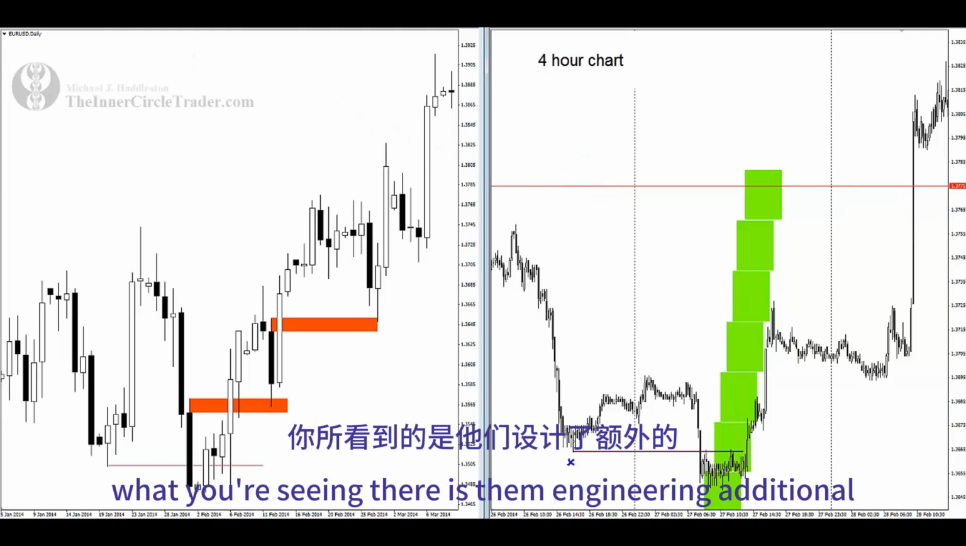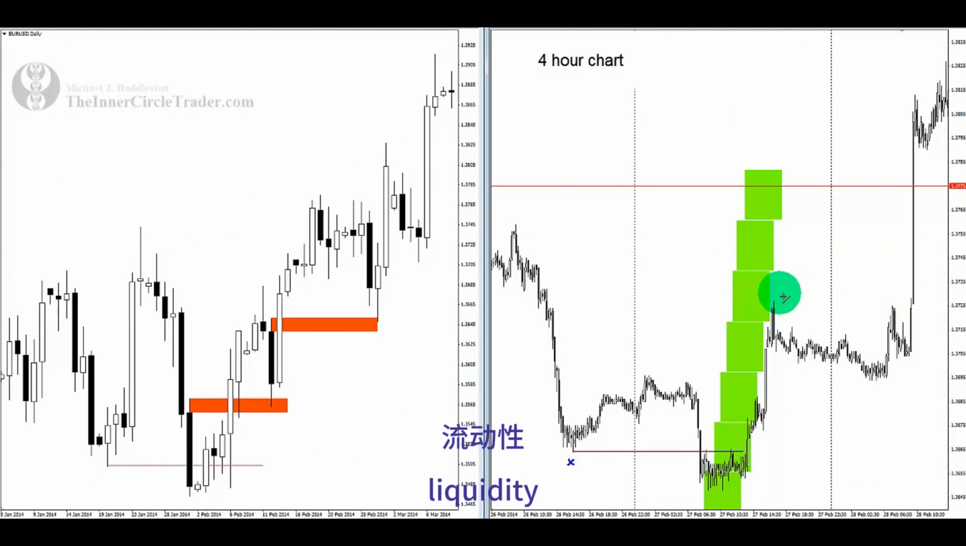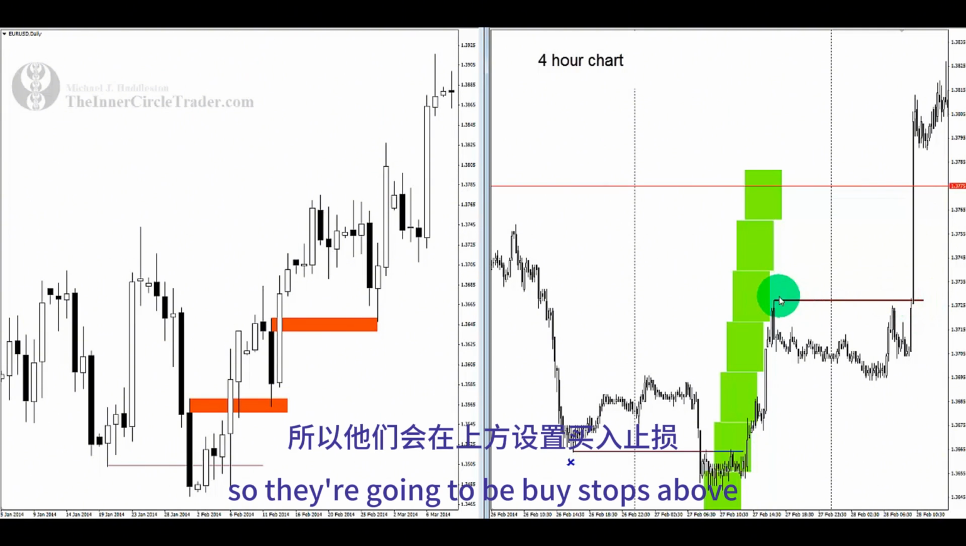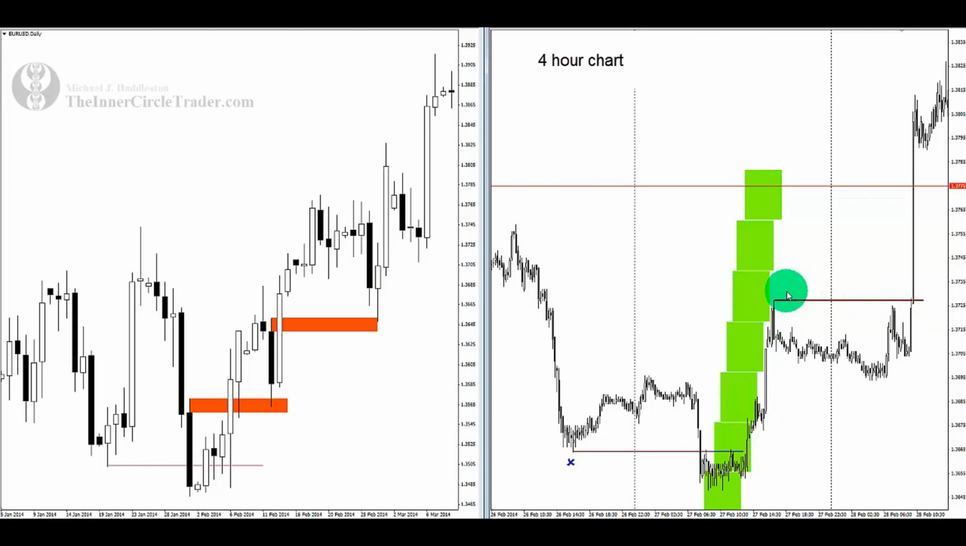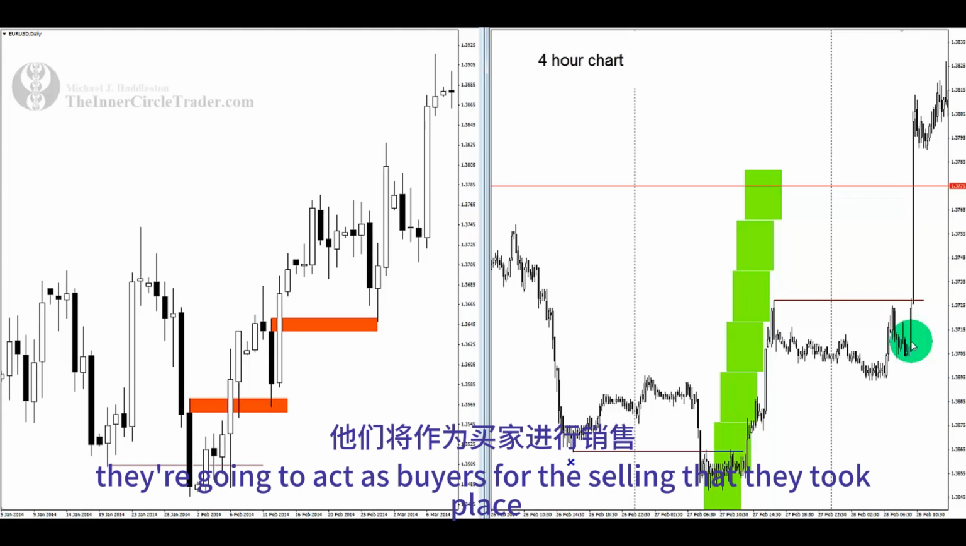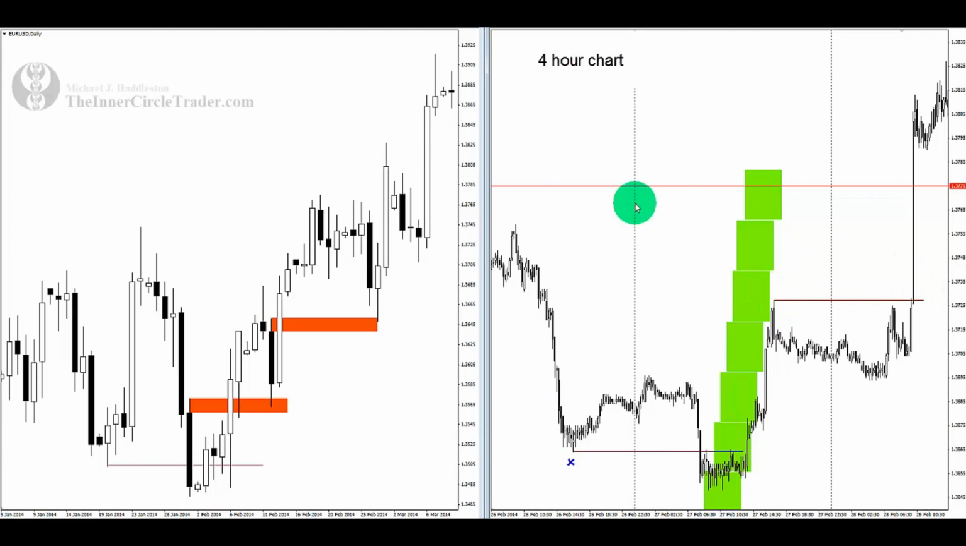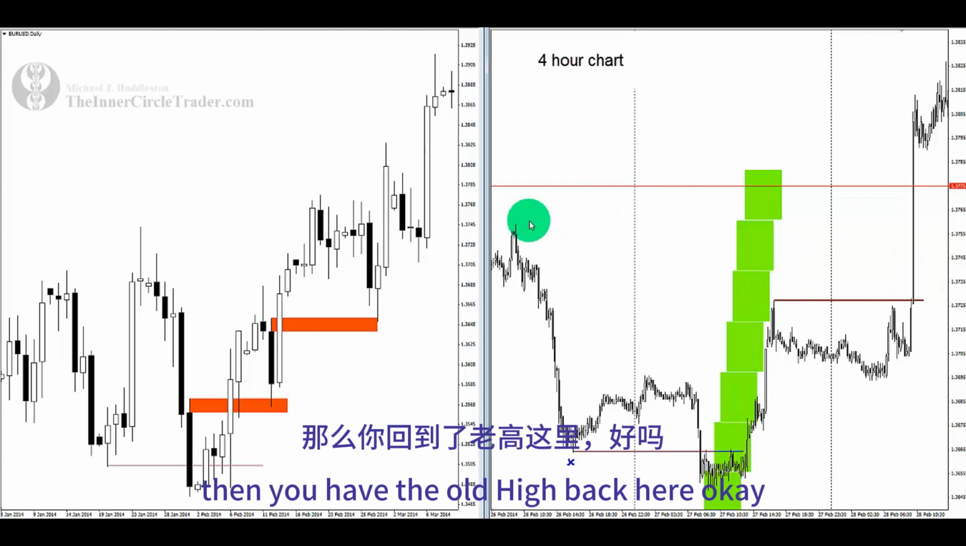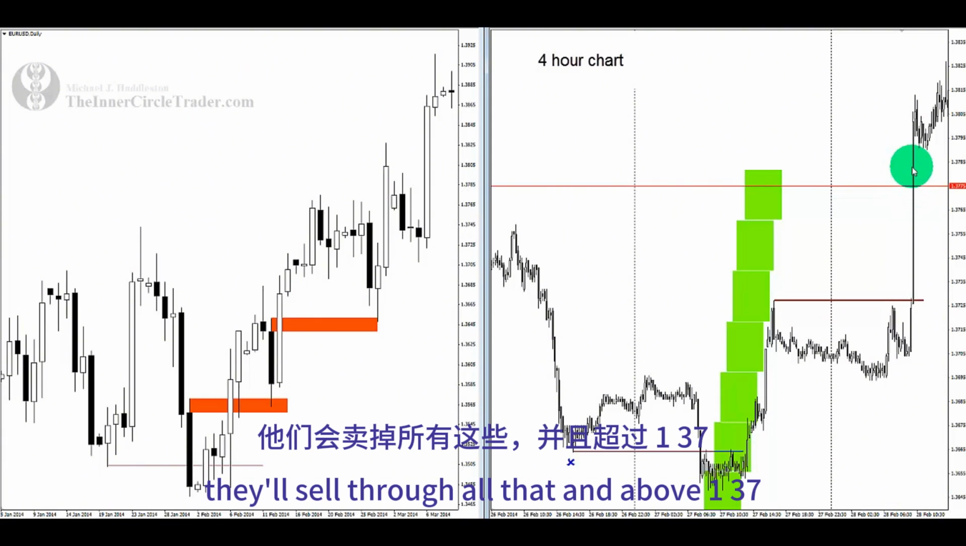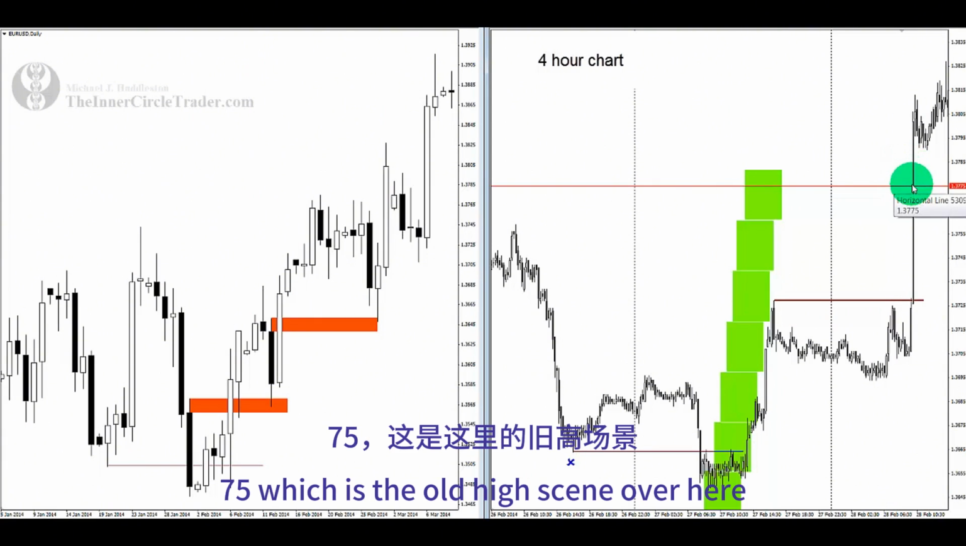What you're seeing there is them engineering additional liquidity. So there are going to be buy stops above these highs. They're going to act as buyers for the selling that they took place here. So they're going to stage some selling in here. Then you have the old high back here. They'll sell through all that and above 137.75, which is the old high seen over here.